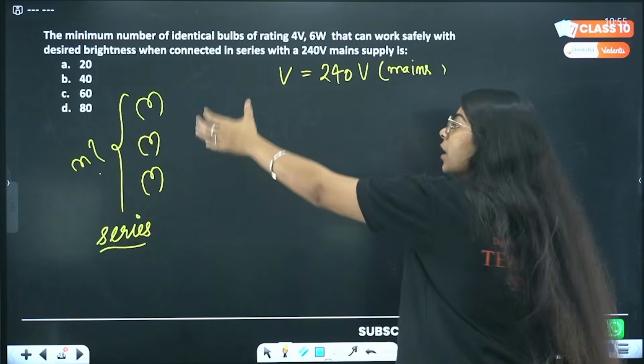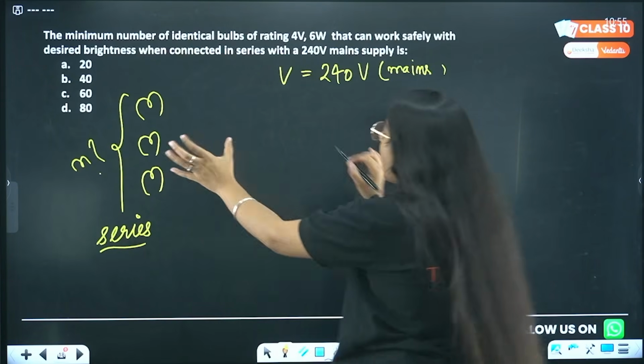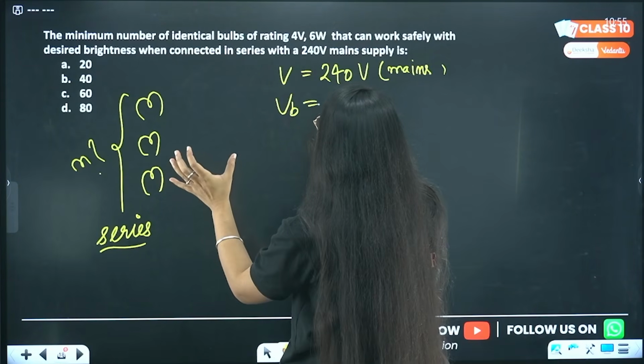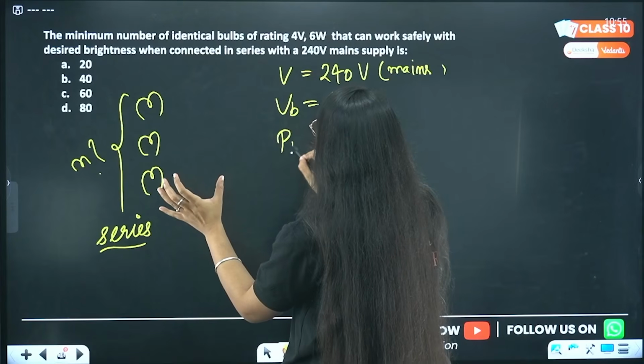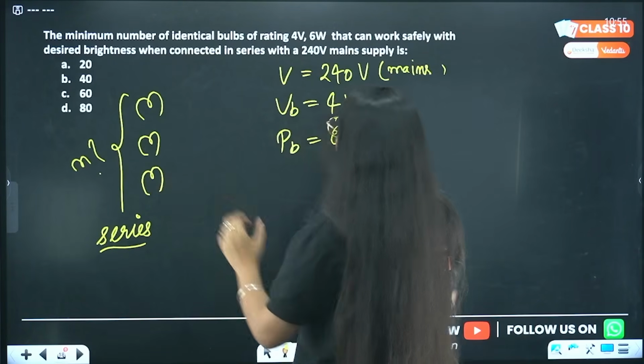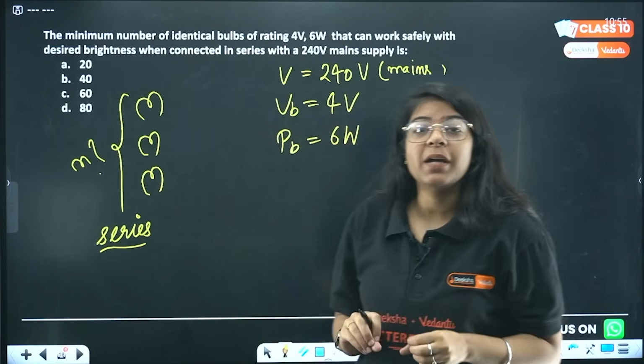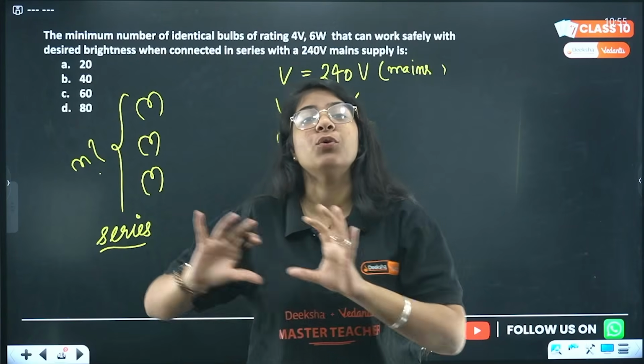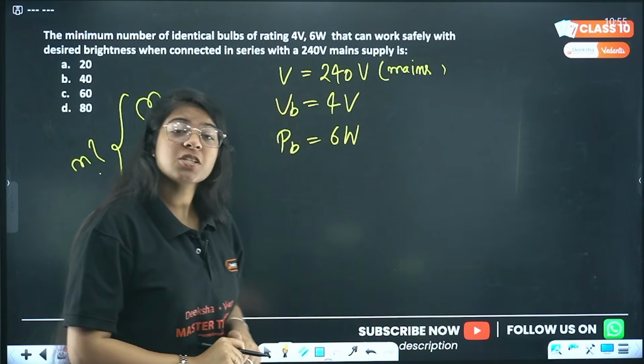Now, they are asking how many bulbs I should connect, and the voltage of each bulb is 4 volt and the power of each bulb is 6 watt. Right? How many bulbs should I connect in series so that the total voltage is 240 volt, right?